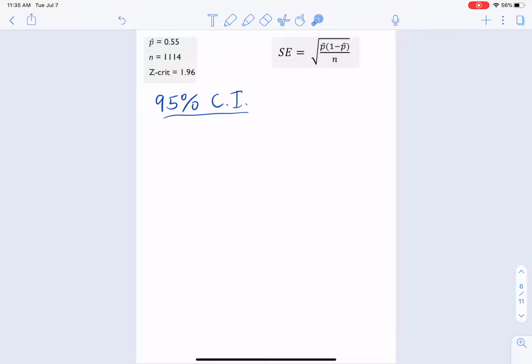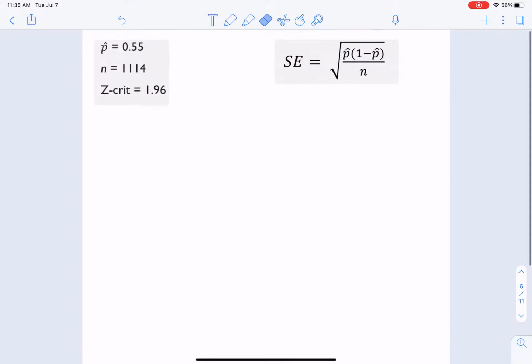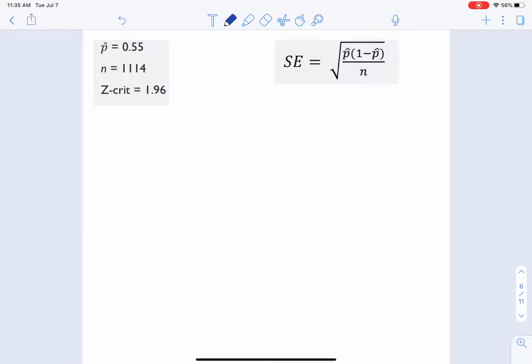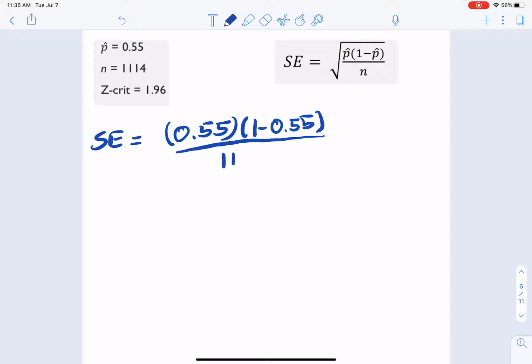Okay, I'm going to get rid of this. Zoom in just a little bit. Okay, so our standard error from up here is going to be p hat, so let's see, 0.55. I'm doing this slightly out of order. And then 1 minus 0.55, divided by n, which is 1114. And then this is all underneath the square root operator.